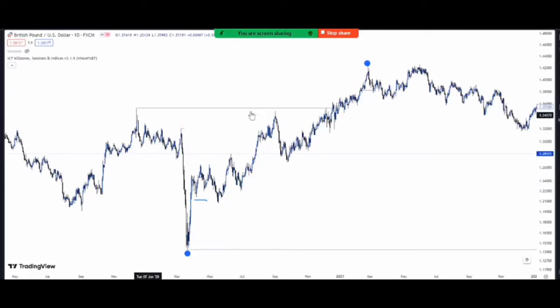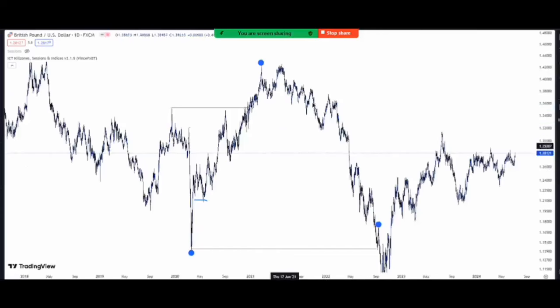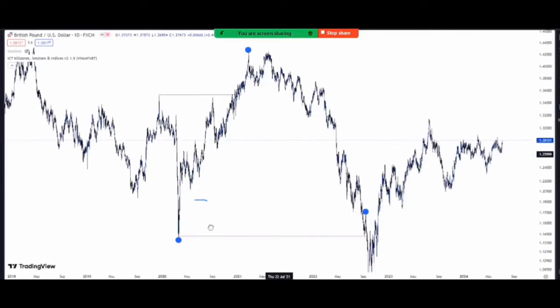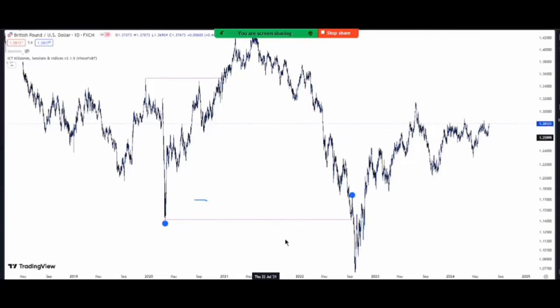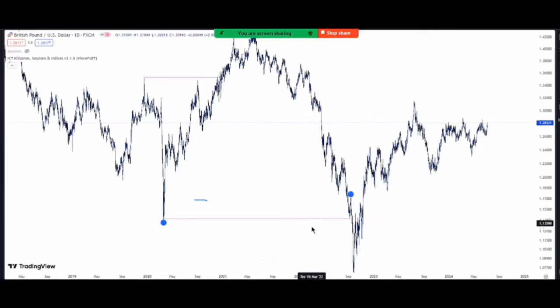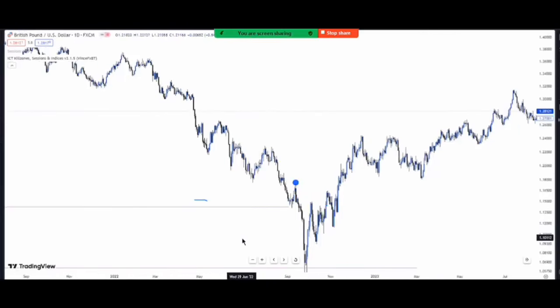Okay, so that's a CHoCH, and this is your low, and this is your high. So this is your trading range. And so price came, took out this major structure low here, and that is a CHoCH. It took it out and closed.